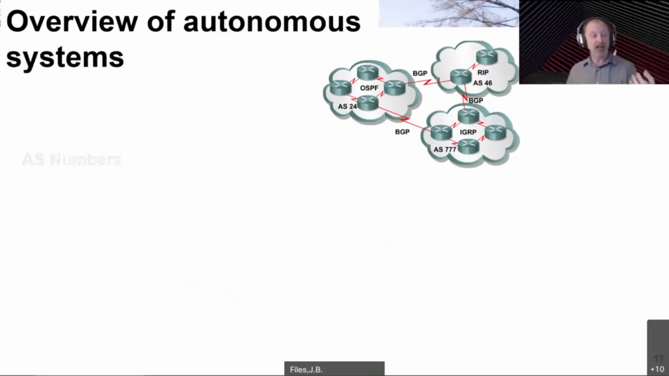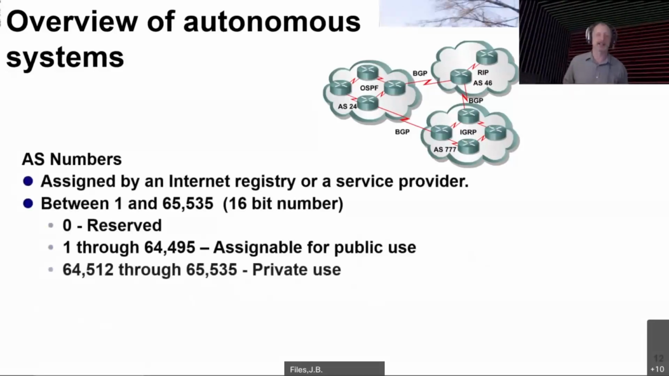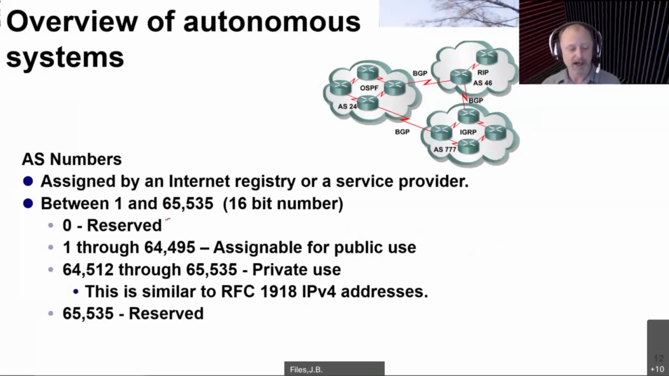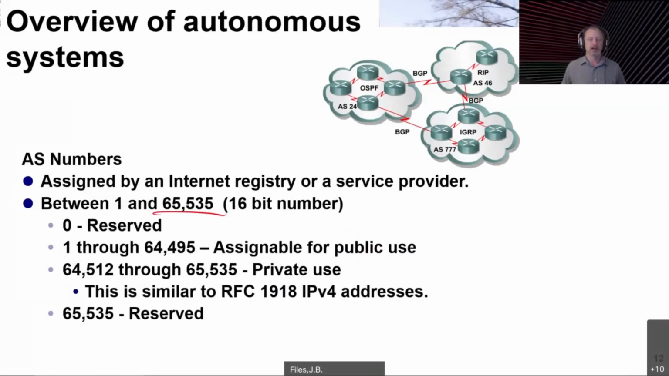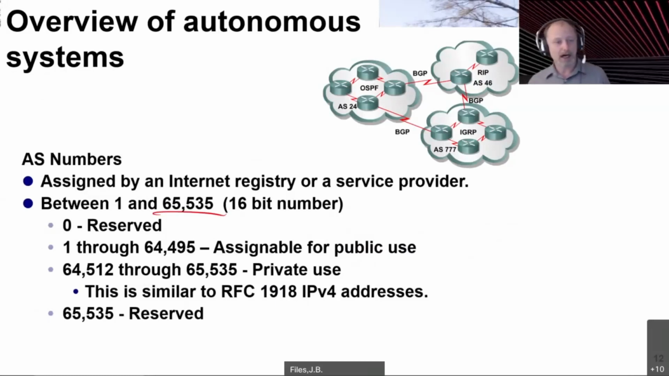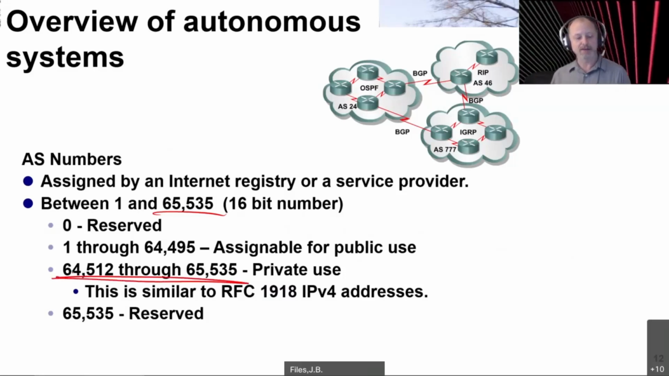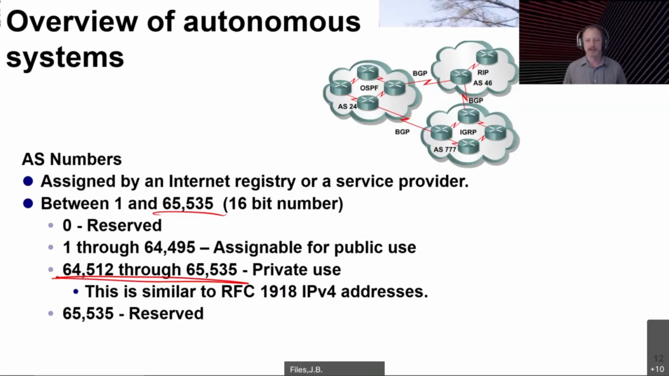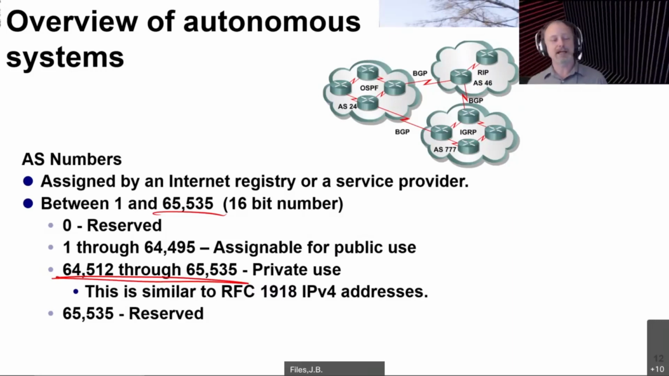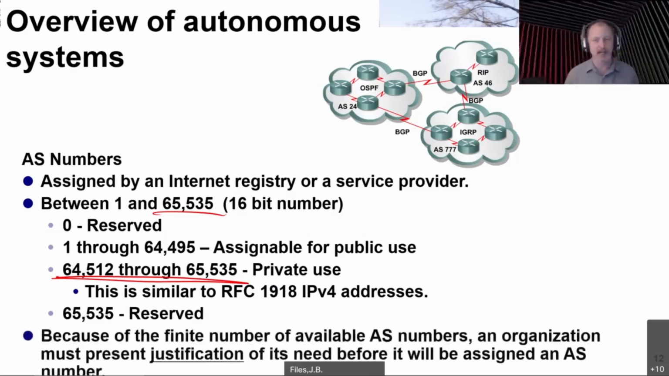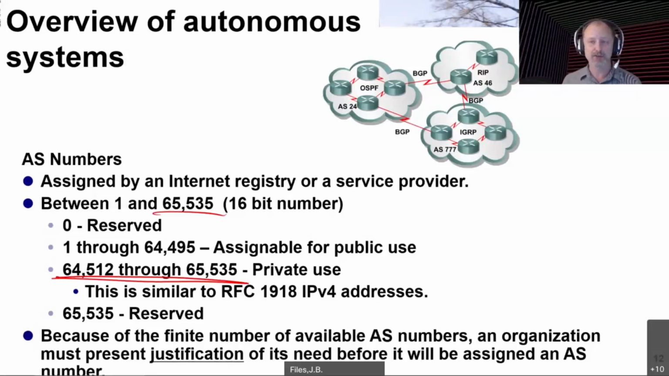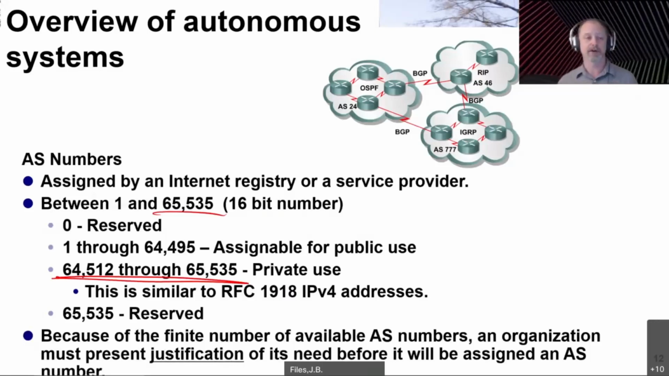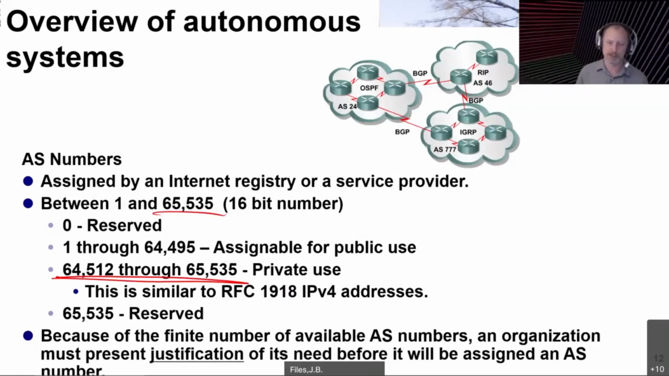Now, these autonomous systems actually get official numbers assigned to them. Originally, they were all 16-bit numbers, which means we've got 65,000 and change AS numbers available, with a small slice of them for private use, kind of like 1918 private IP addresses. However, nowadays, in order to get an autonomous system, you have to provide a justification for it, and even still, you're probably not going to get a 16-bit number anymore. They've moved to 32-bit numbers.